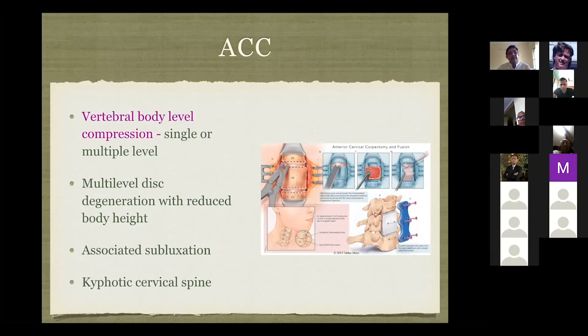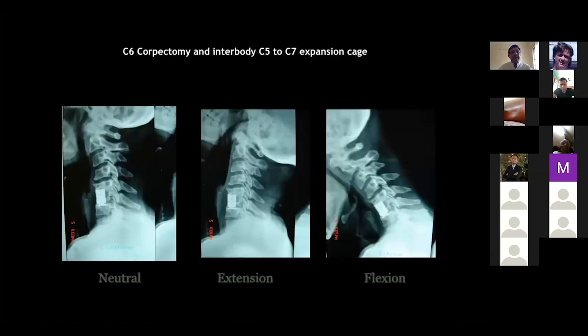It may be a single level or multiple levels. Sometimes you have multiple level disc degeneration with reduced vertebral body height. Sometimes there will be an associated subluxation and kyphotic cervical spine. So these are the complex situations where you come across vertebral body level compression. For example, in this case, there was vertebral body compression at one level.